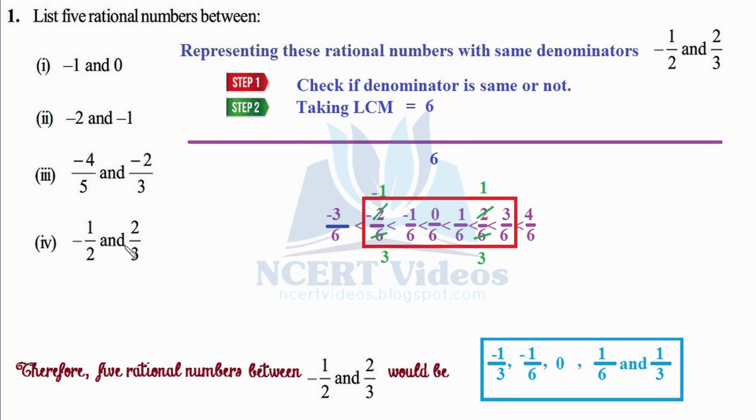Now again, since the denominators are different, we have to follow steps. So first of all, we are representing rational numbers with the same denominators, that is minus 1 over 2 and 2 over 3. Now step 1, check if the denominator is the same or not. Well, they are not. Therefore, we will take the LCM. It is 6. We'll try with 6. So first of all, changing them to equivalent fractions with denominator as 6.